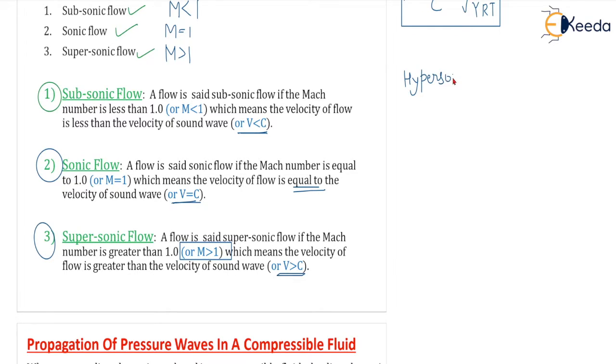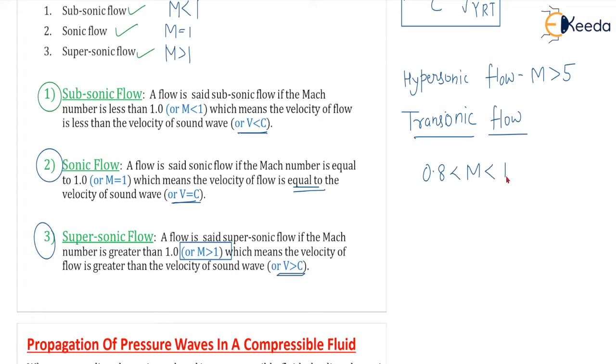And for that your Mach number should be greater than 5, and sometimes you're also having transition flow in between, or transonic flow. In that the Mach number ranges, M should be greater than 0.8 and less than 1.2. In this range it is called transonic flow.